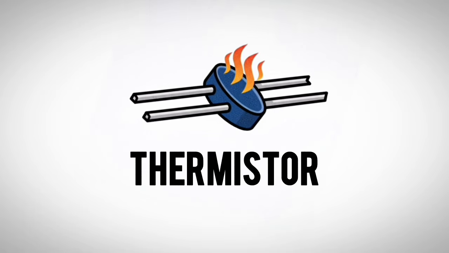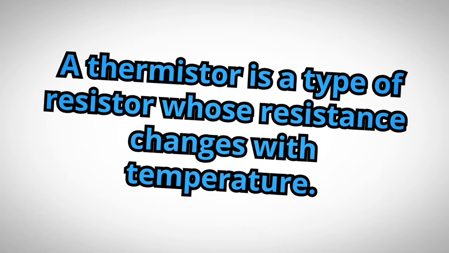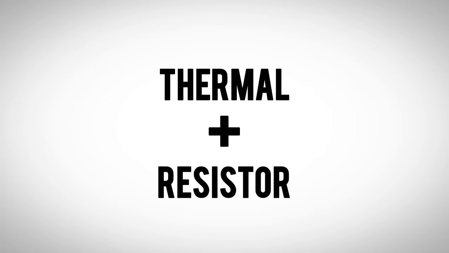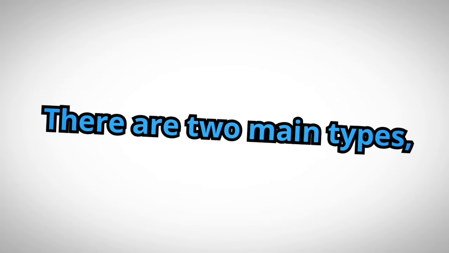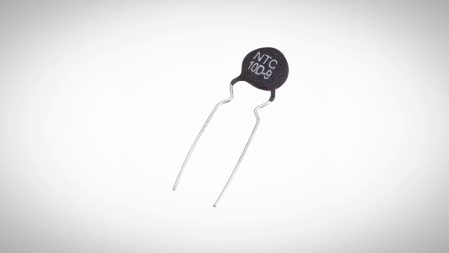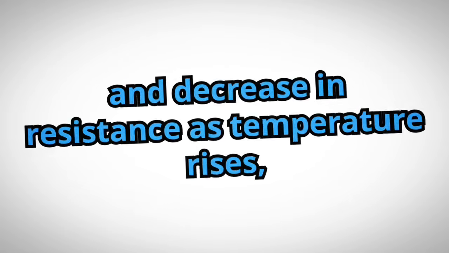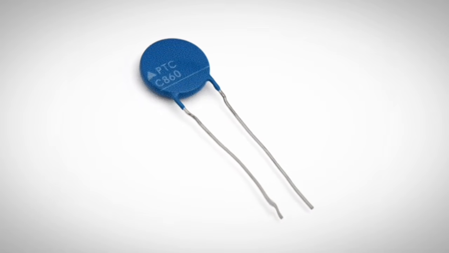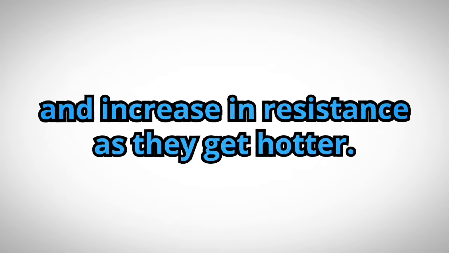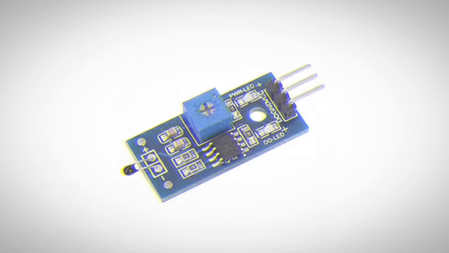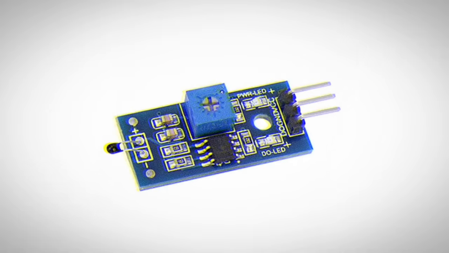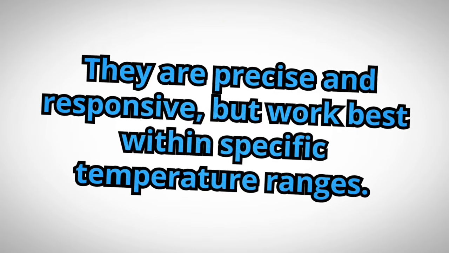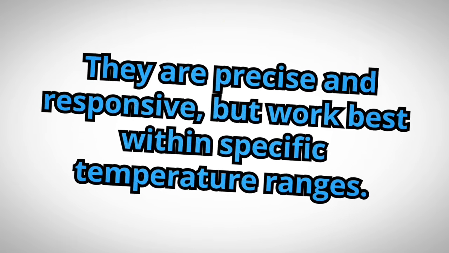Moving on, we have thermistors. A thermistor is a type of resistor whose resistance changes with temperature. Its name comes from thermal and resistor. There are two main types: NTC thermistors, which have a negative temperature coefficient and decrease in resistance as temperature rises, and PTC thermistors, which have a positive coefficient and increase in resistance as they get hotter. Thermistors are widely used for temperature sensing, circuit protection, and current control. They are precise and responsive, but work best within specific temperature ranges.